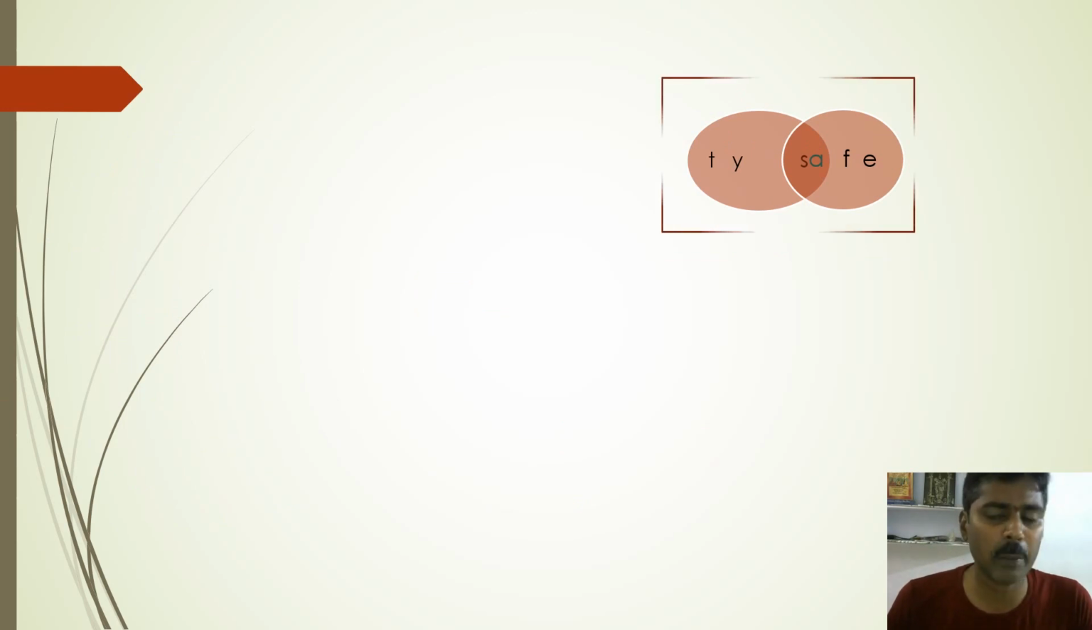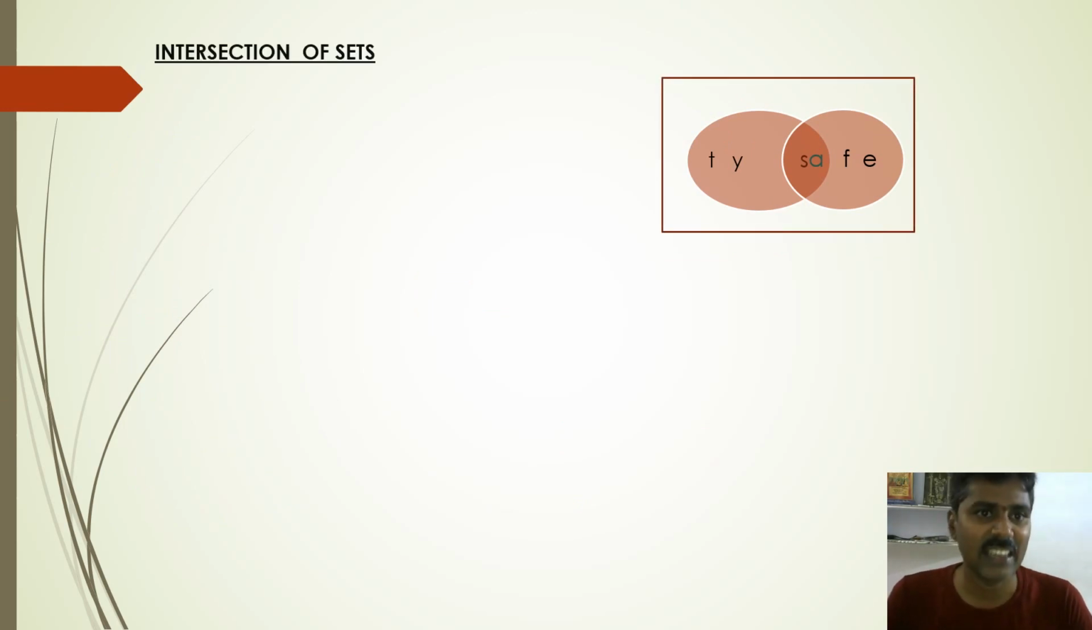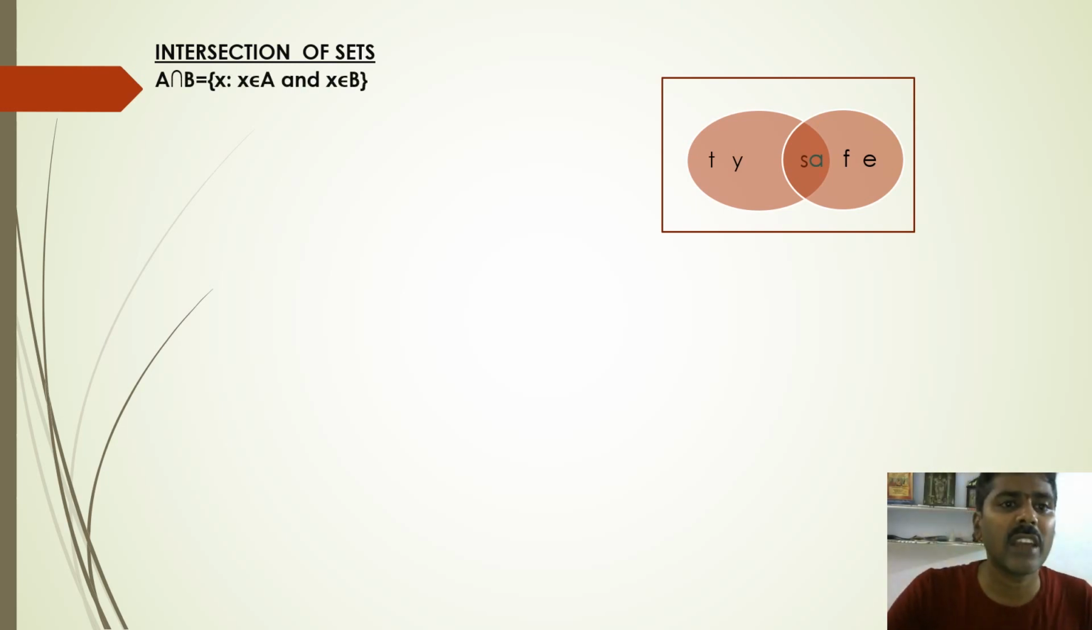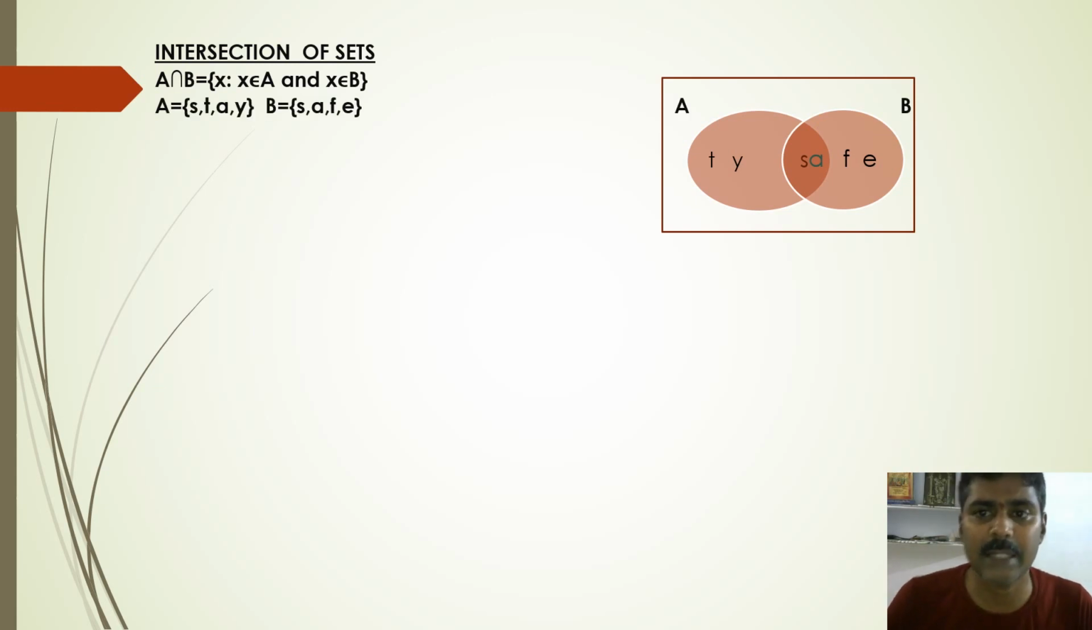If I go with the second operation, which is intersection, we can see the intersection of sets from the figure itself. The set builder form of A intersection B is x such that x belongs to A and x belongs to B. You can understand the difference between union and intersection: for intersection, the element should belong to both the sets. If you observe the Venn diagram, A is a set containing STAY, B is a set containing SAFE, and their intersection is the common part having both.